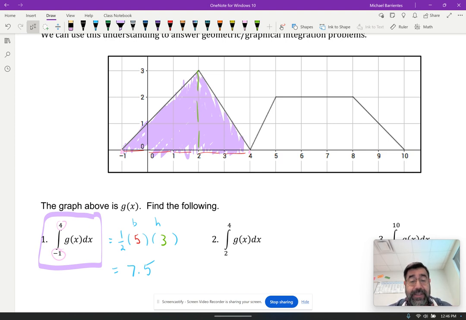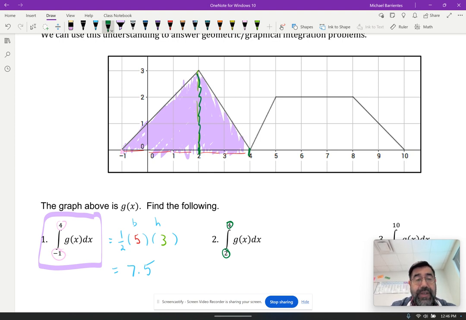Okay, so that takes care of that. Can we do number 2? Can we find the integral of g of x from 2 to 4? Sure. From 2 to 4, that would be from here to here. So now we're just looking for the shaded area in this little triangle there.